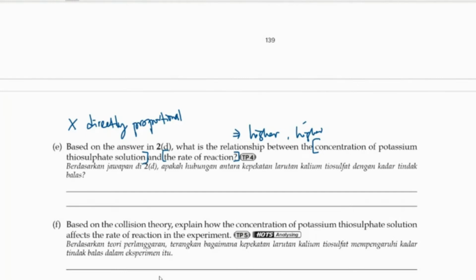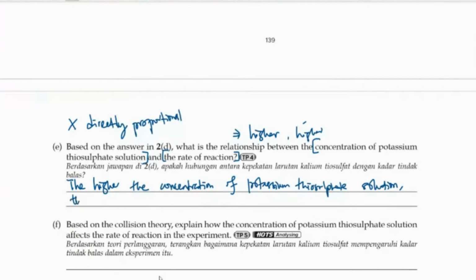But if you want to write directly proportional, please add in, tambah, at the back. You write again, the higher the concentration of sodium thiosulfate solution, the higher the rate of reaction. Then it's okay, if you insist you want to use directly proportional. So the higher the concentration of sodium thiosulfate solution, the higher the rate of reaction.